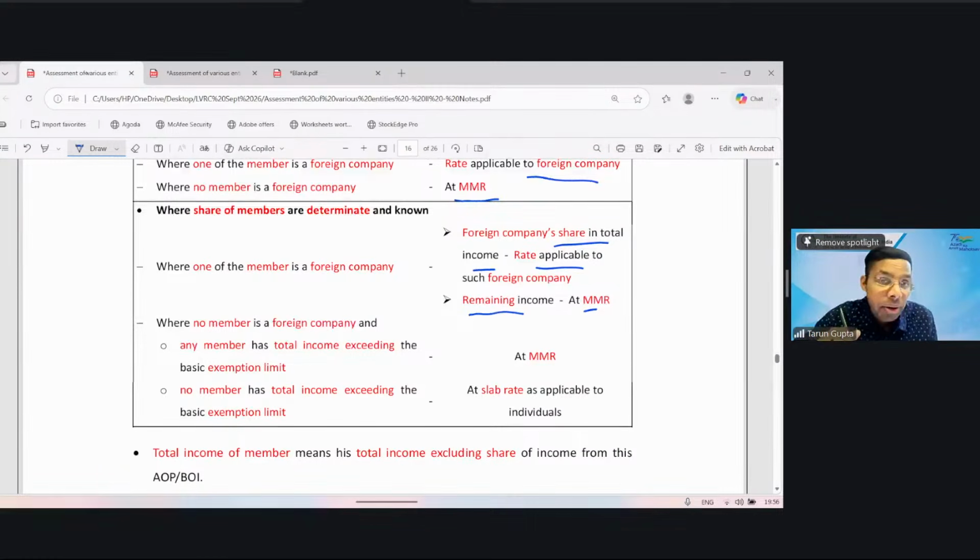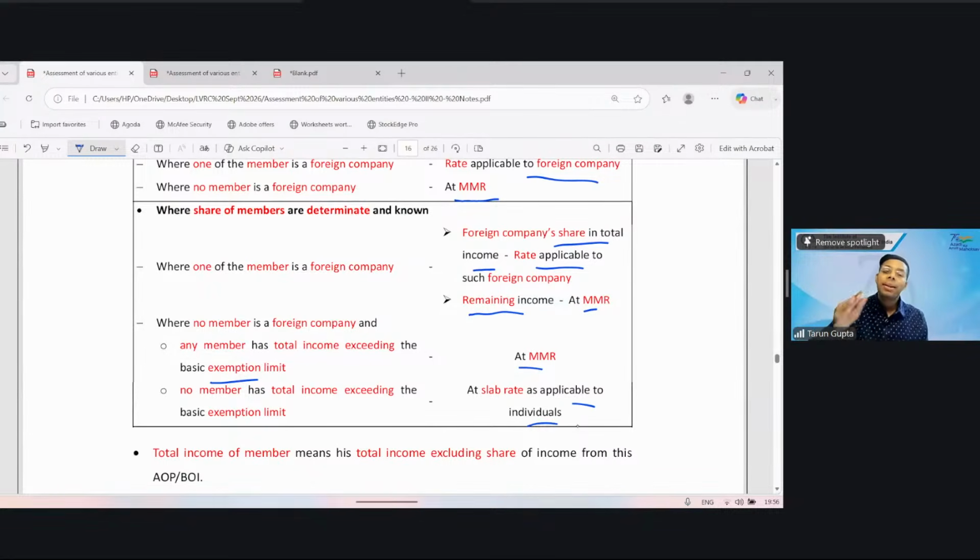If there is no such member who is taxable at more than MMR, then you will see: is there any member whose income other than income from this AOP is more than the basic exemption limit? Then the entire income of AOP is taxable at MMR. There is only one case where the AOP is taxable at regular rate.